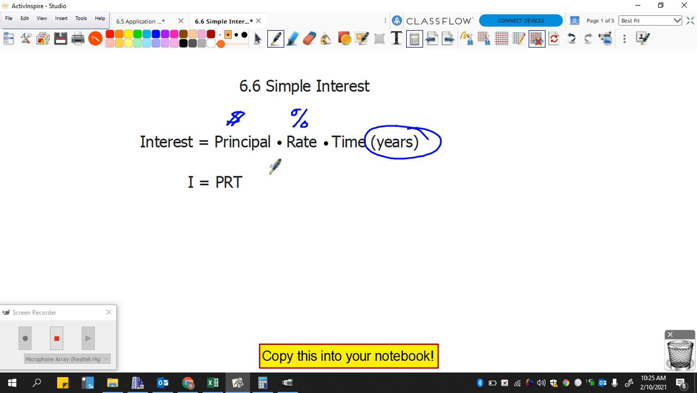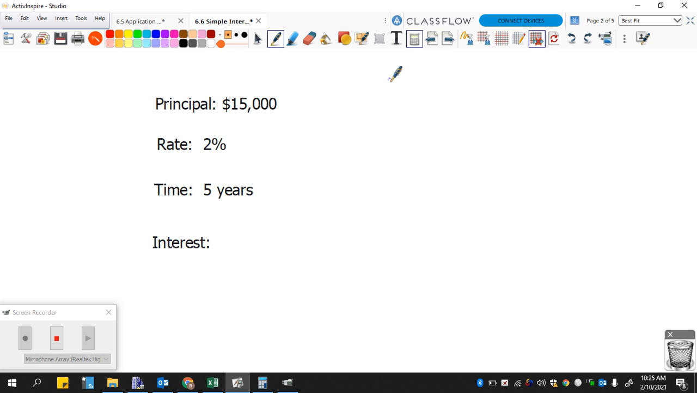And a lot of times that is just abbreviated as I is equal to P times R times T. Principal times rate times time. All right, so if we have a principal of $15,000 and we were paying a 2% interest rate for 5 years, that's probably an investment into a savings account or a money market account or something like that. So let's see how much money we're going to make in 5 years.